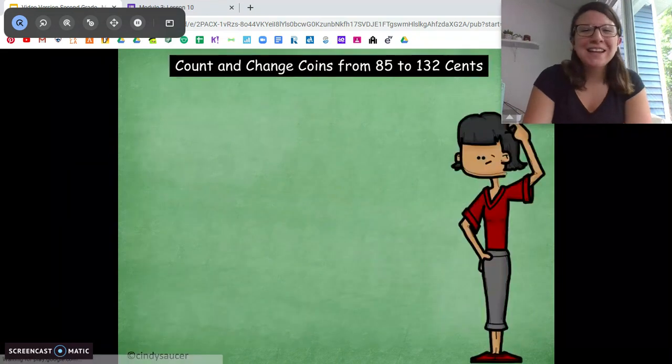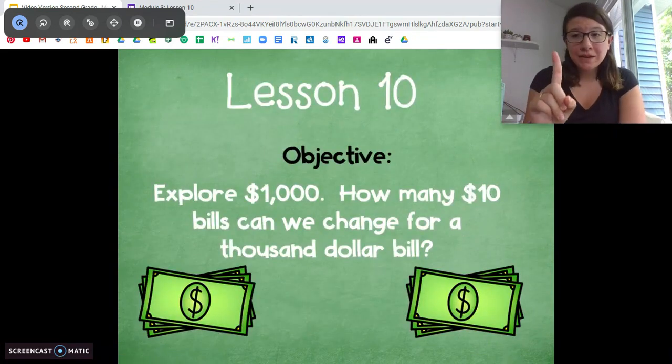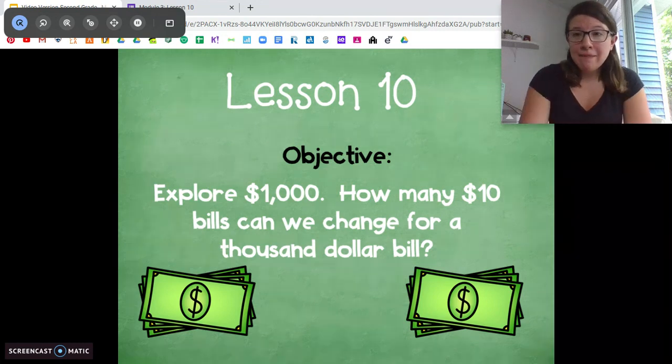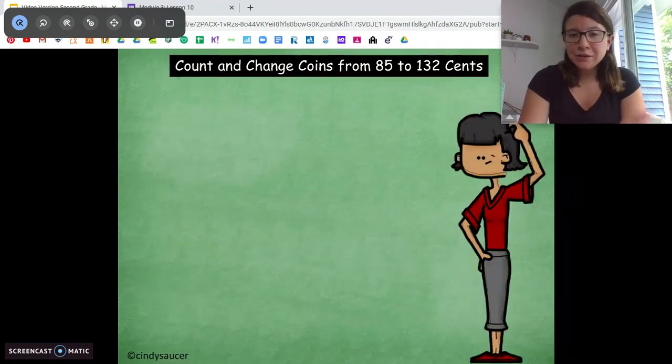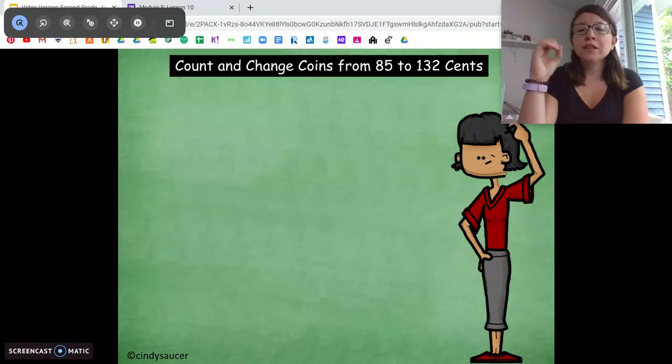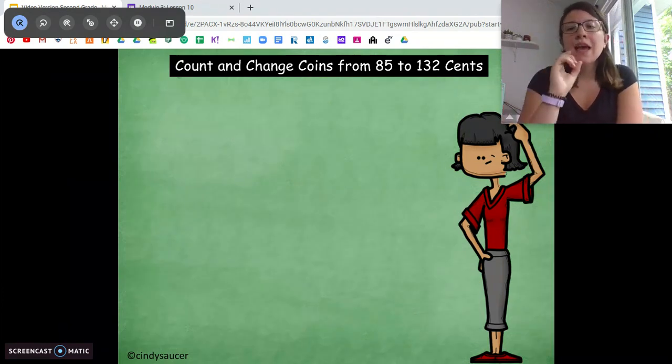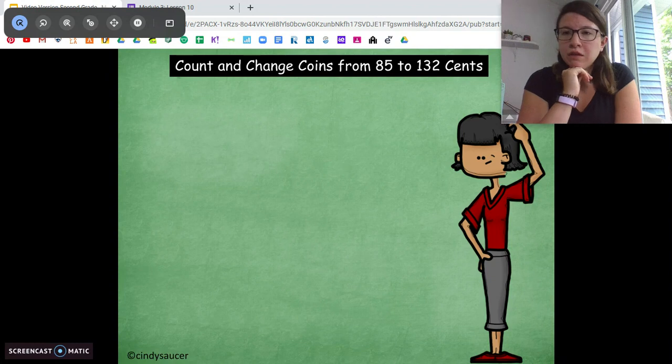All right, before we get into that, number one, make sure you have something to write with and something to write on. You're going to need it today. And then we're going to start with some fluency practice. So we're going to start with pennies and dimes. How much is a penny worth?